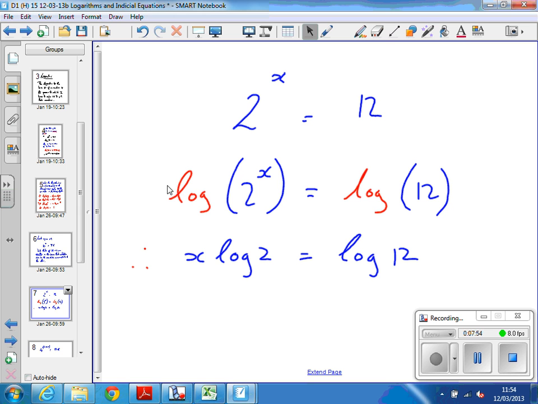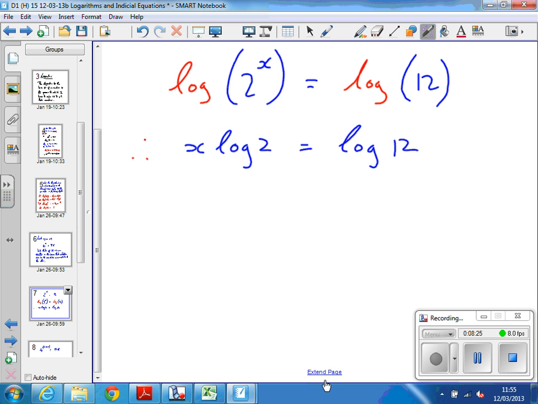And we can, in practice, when we've done a few of these, go straight from that line to that line. We take log of both sides, which means that the power comes down and becomes a multiply in front, like that. Okay? And that is the step that you will use all the time when you're solving indicial equations. First thing, take log of both sides. Second thing, bring the power down and put it in front and turn it into a multiply, because that's what logarithms allow you to do.